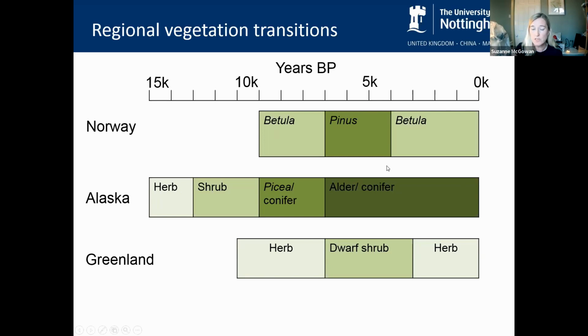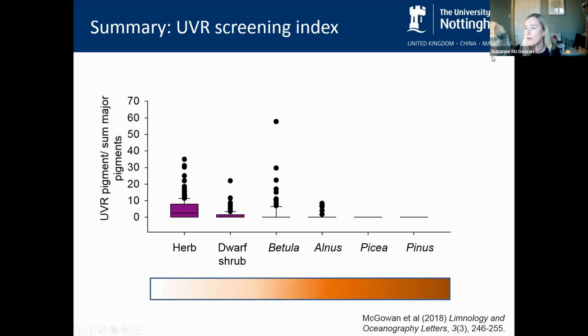So what we did was to merge all the data from all of those cores, standardizing it first, and to work out what the overall patterns were through those vegetation transitions. So we've got a time series, we've got changes through time in individual sites, but what I've done here is put all of that data together to look at changes through those vegetation transitions.